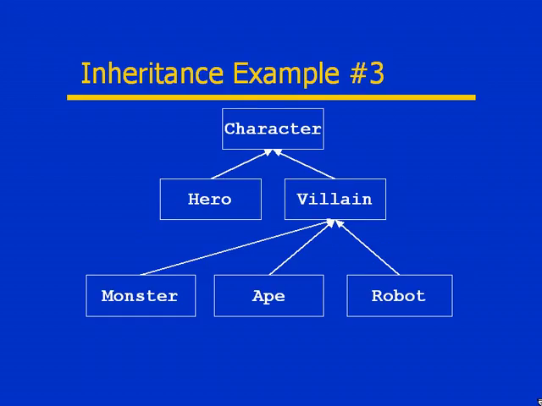Shown here is a basic class hierarchy which could be used inside of a game application. Here this class hierarchy begins with the base class character. Extending from character is the hero and villain classes. Then extending from the villain class is the monster, ape, and robot classes. This can be used to represent different types of characters inside of a game.